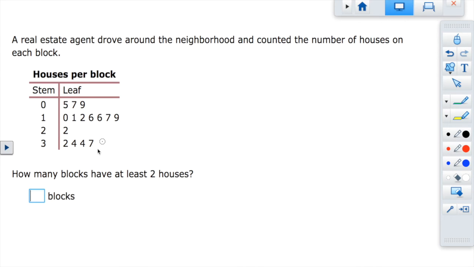So we're going to count all the leaves again in this stem and leaf plot. So we have 1, 2, 3, 4, 5, 6, 7, 8, 9, 10, 11, 12, 13, 14, 15. There were 15 blocks in this neighborhood that had at least 2 houses. All of them had more than 2 houses.